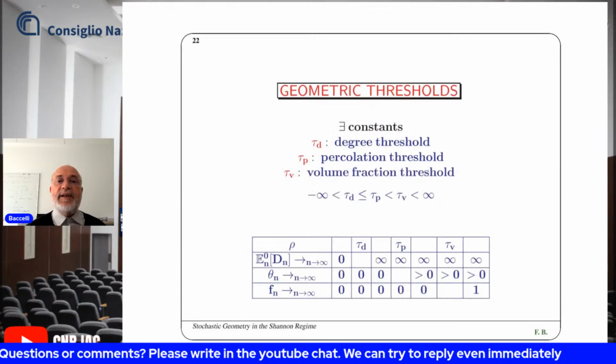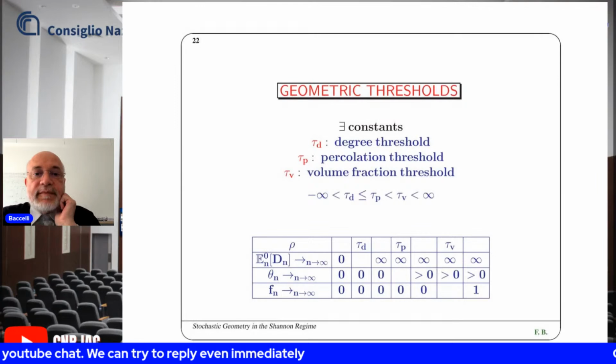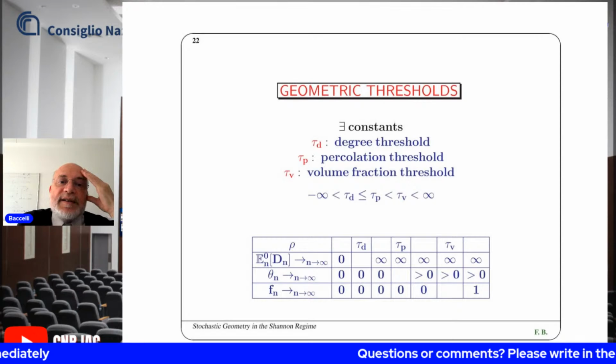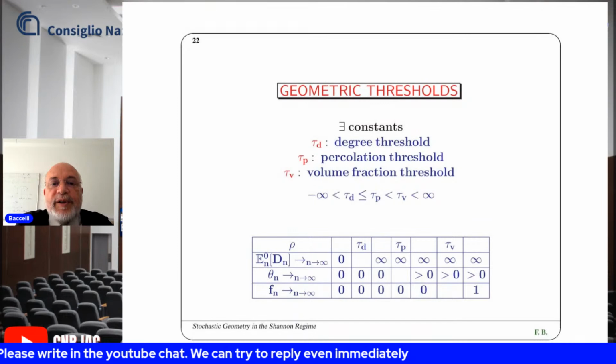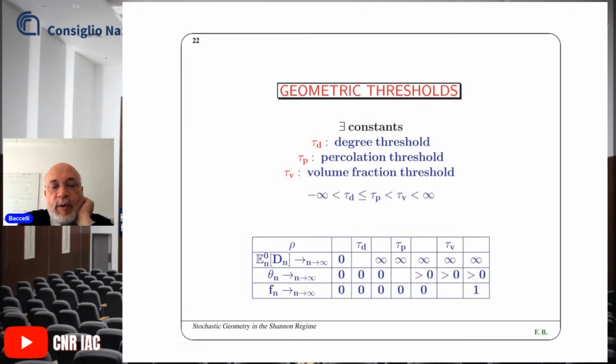Okay, so let me now describe the results, which will be typical of what we will do a bit later. There are constants: tau d, the degree threshold; tau p, the percolation threshold; tau v, the volume fraction threshold, which are ordered with possible degeneracy, so it could be that tau d is equal to tau p. Let me describe what happens when you increase rho. For rho less than tau d, in the limit, this is a solipsism. I mean, every point is isolated. It has no neighbors, right? The expectation, under the Palm distribution, of the number of neighbors of this ball center at the origin is zero.